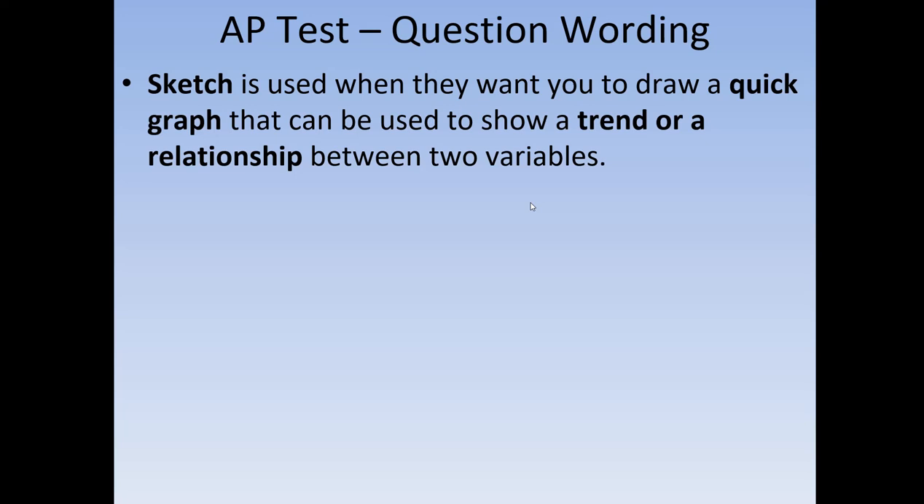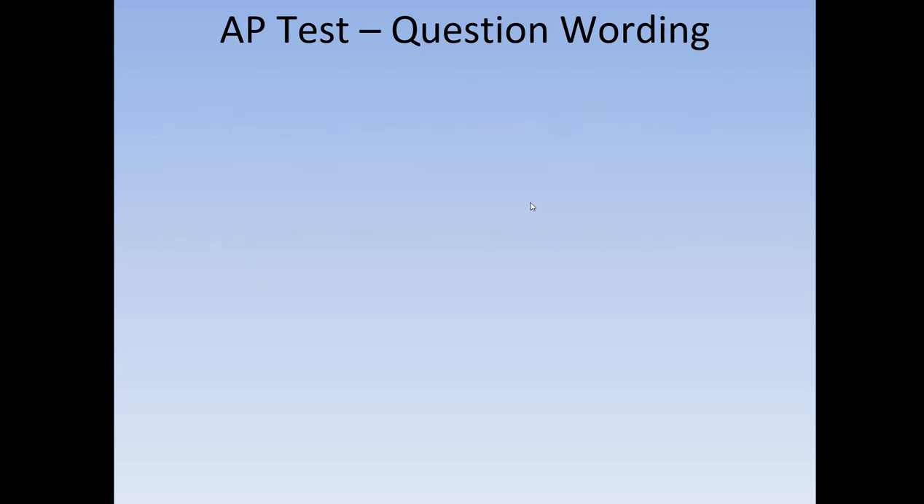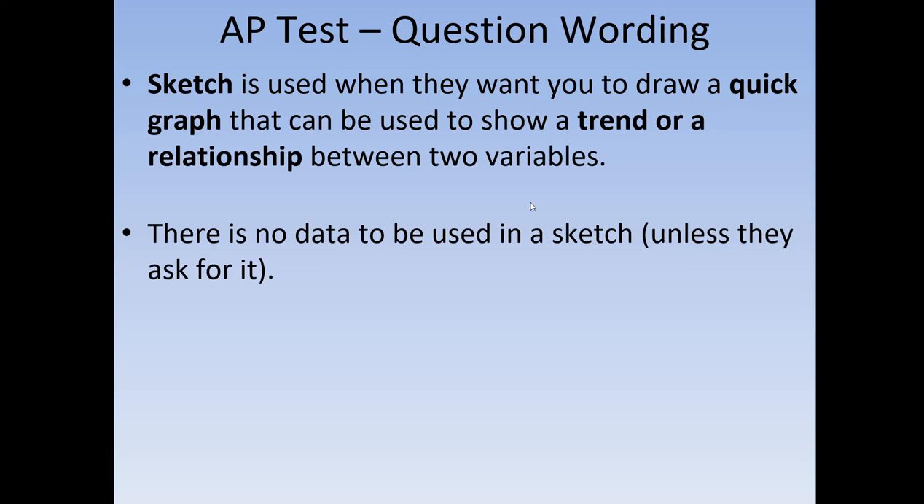Sketch is pretty straightforward. Usually they want you to kind of draw a graph of what's going on, but there's really not supposed to be any data and numbers in there. It's variables on the x and y axis, and it's really only meant to show the trend between something. So they want you to sketch the relationship between kinetic energy and velocity. You just show that it's an exponential curve. Things like that. There really shouldn't be any information on there unless they explicitly say it.